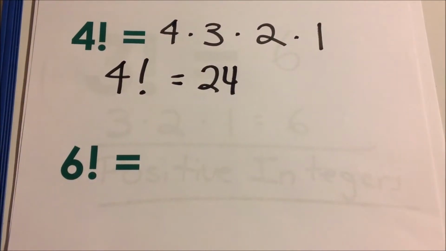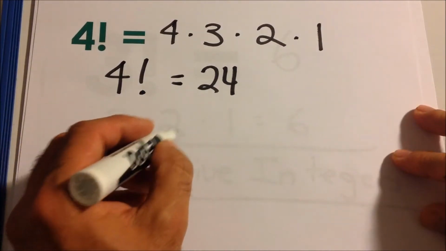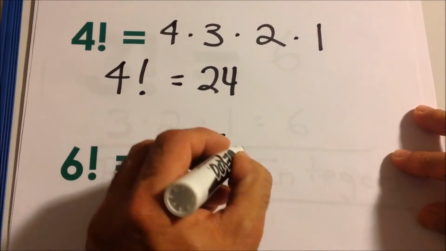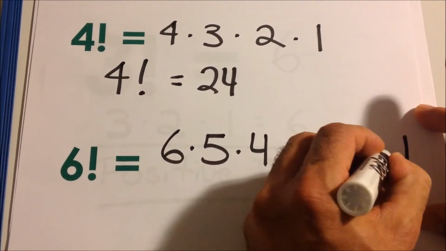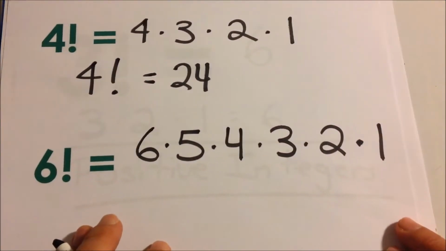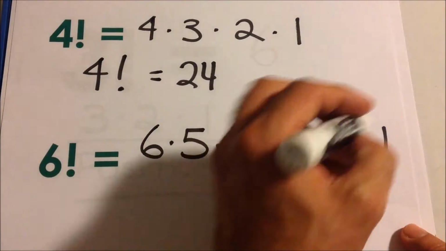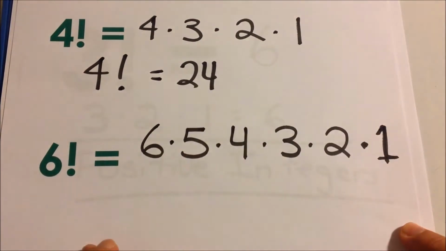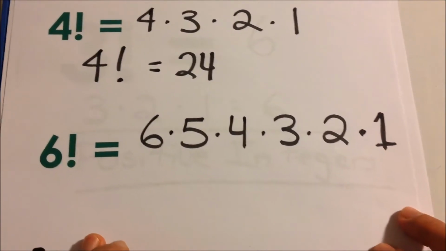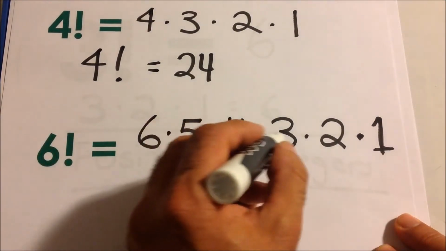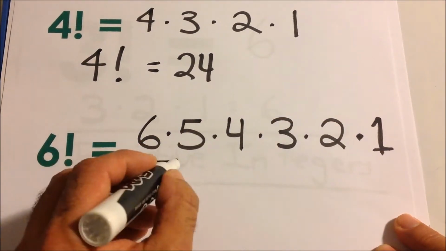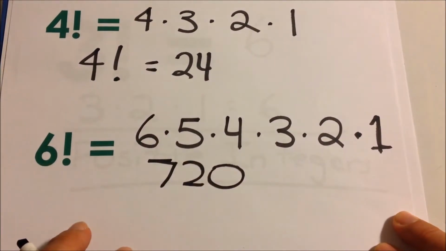So see if you can do 6 factorial. So pause the tape and try 6 factorial. Okay, we'll break it down the same way. 6 times 5 times 4 times 3 times 2 times 1. Some people don't even bother with the 1 since when you multiply by 1 you get the same number anyway. But we have 6 factorial here. So what number did you get? So 6 times 5 times 4 times 3 times 2 times 1 gets 720.